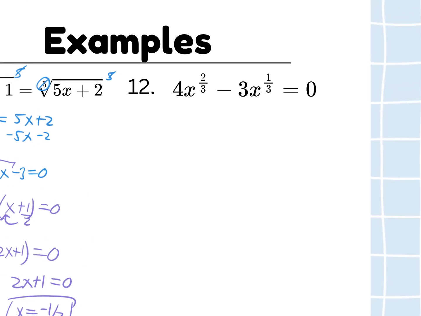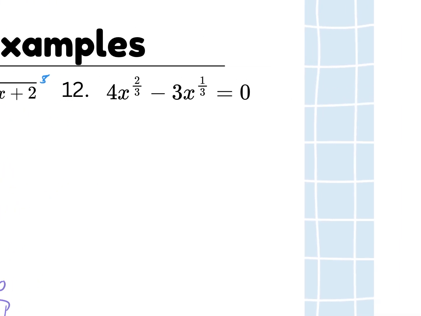All right. And now let's try the same thing over here. Again, we can get one of our expressions with the rational exponent isolated. So I'm going to add 3x to the 1/3 on both sides. All right, so then I get a 4x to the 2/3 equals 3x to the 1/3.